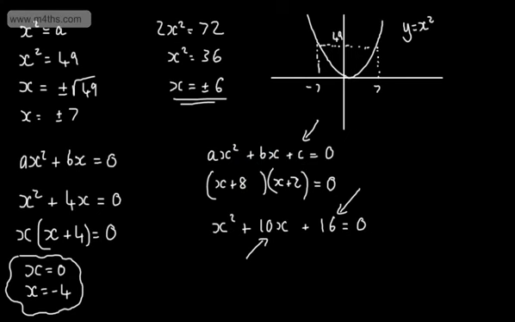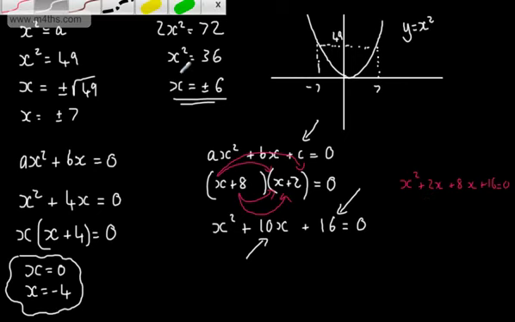Now, if you're unsure and you don't know that you've got that right, let's expand this out. So we would have now x times x, which is x squared. We would have x multiplied by positive 2, which would be plus 2x. We would have now the 8 multiplied by the x, so that's plus 8x. And then positive 8 by positive 2 will give me plus 16. And that would be equal to 0. And we can see that's x squared plus 10x plus 16.